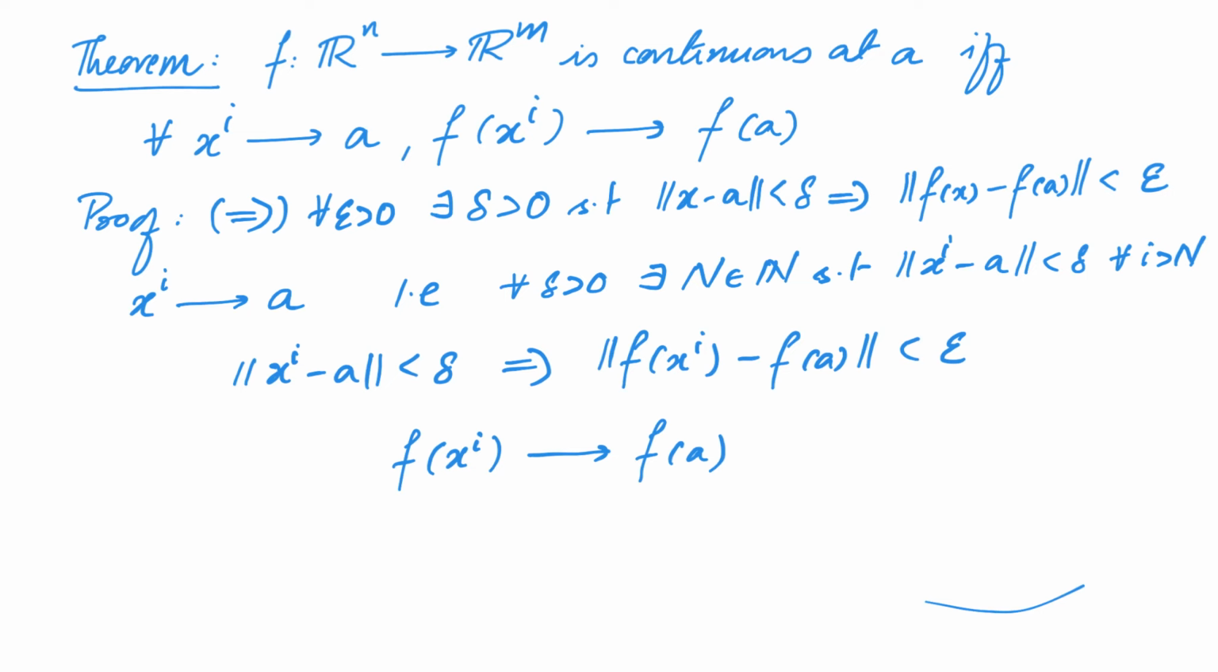As this x_i was completely arbitrary, we have shown that for every x_i that converges to a, f of x_i converges to f of a. And that completes the proof of one implication.